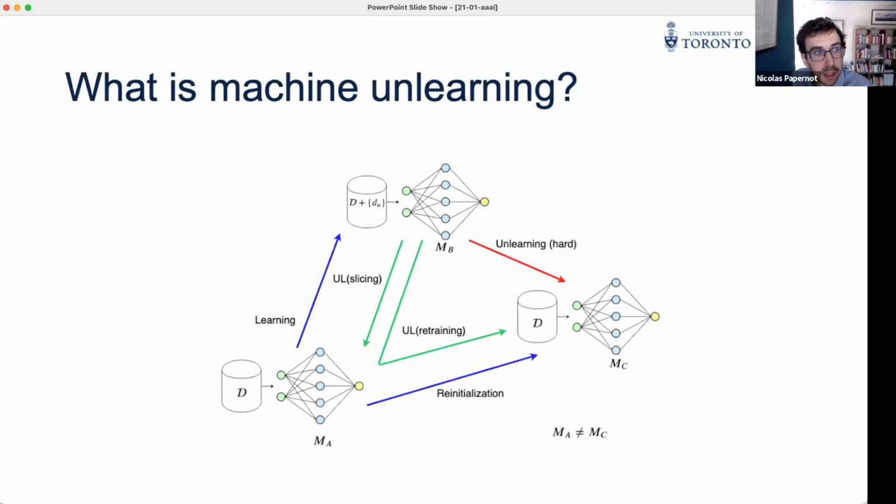What we've done in a line of work is we've taken a very strict approach. Basically, what we're asking for is a training procedure such that we can prove to the user that the distribution of models that we obtain by learning on data that includes their data point and then unlearning their data point is identical to the distribution of models that we would have obtained if we had never learned on their data point in the first place. So this is very strict.